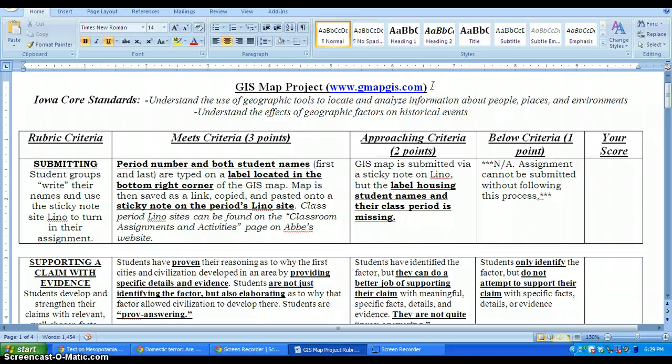So with this little project, you'll be working on it with a partner. And you will be addressing these two Iowa standards. So keep in mind, these are the things that would be yellow on the chalkboard. The first one is just to know how to use geographic tools to analyze information about places and environments. That's exactly what we're going to do with this.